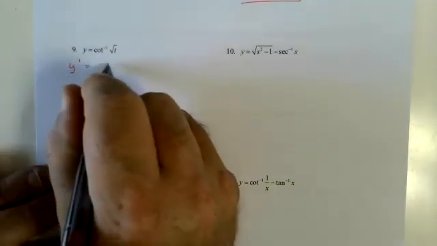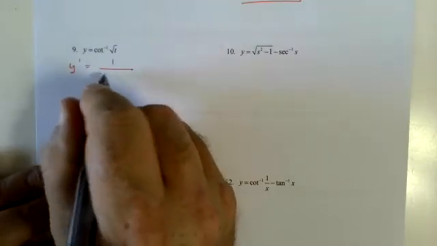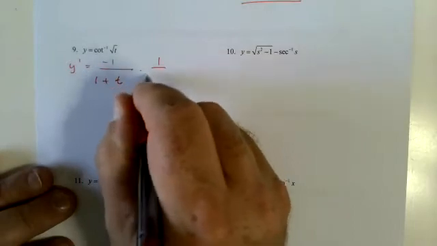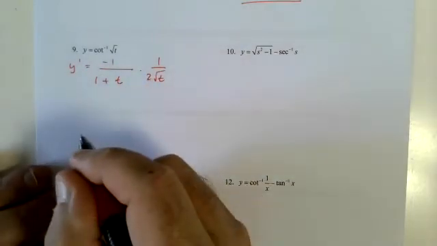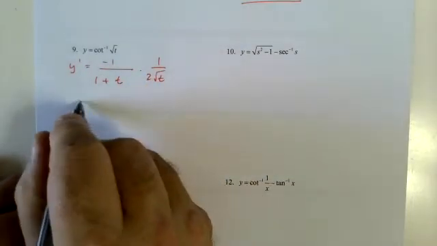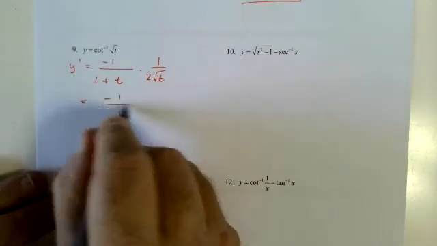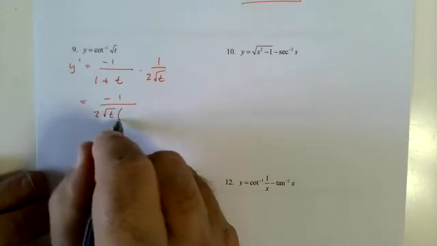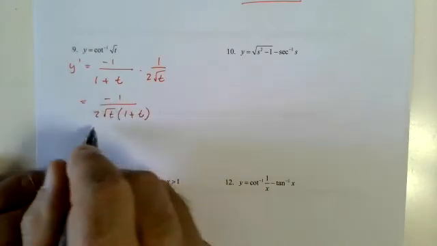Y prime equals 1 over negative 1 over 1 plus t, times 1 over 2 root t. That's really it. I could probably come up with some weird simplification, but there's really no reason to. 2 root t times 1 plus t.